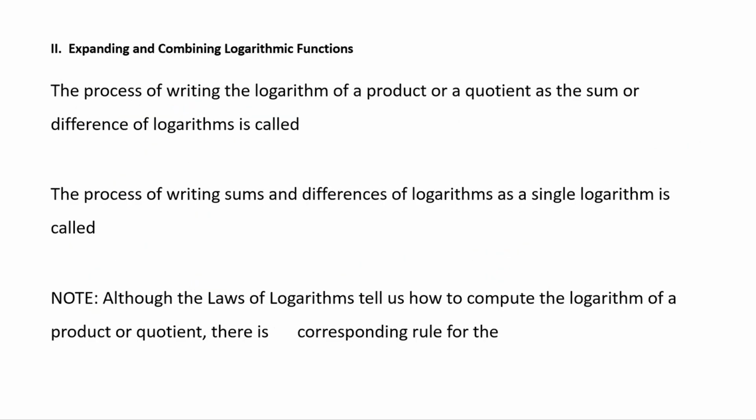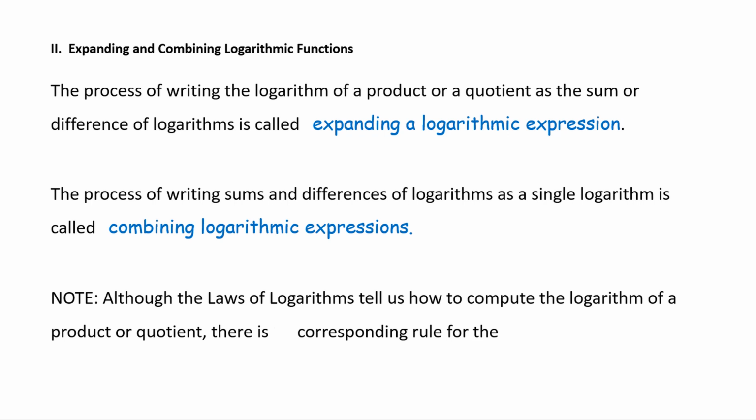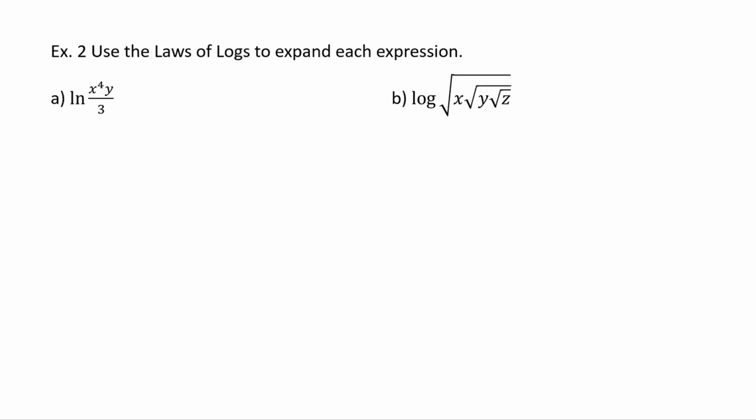Roman numeral 2. Expanding and combining logarithmic functions. The process of writing the logarithm of a product or a quotient as the sum or difference of logarithms is called expanding a logarithmic expression. The process of writing sums and differences of logarithms as a single logarithm is called combining logarithmic expressions. Note, although the laws of logarithms tell us how to compute the logarithm of a product or a quotient, there is no corresponding rule for the logarithm of a sum or a difference. Use the laws of logs to expand each expression.